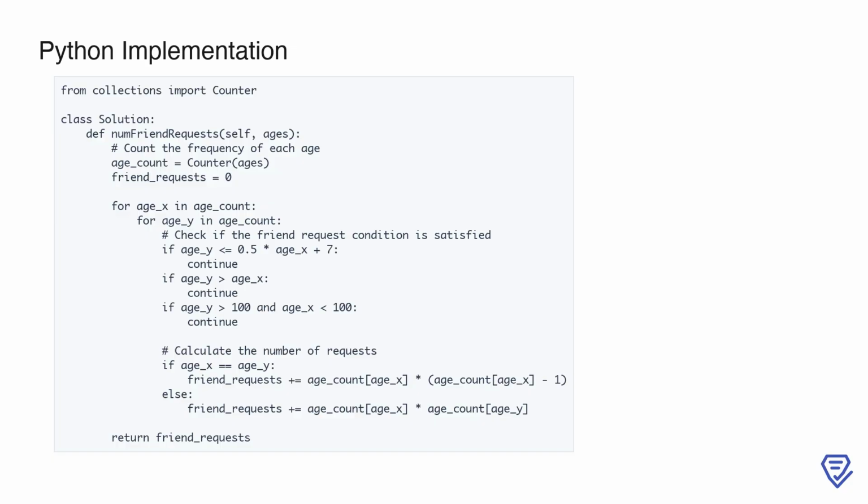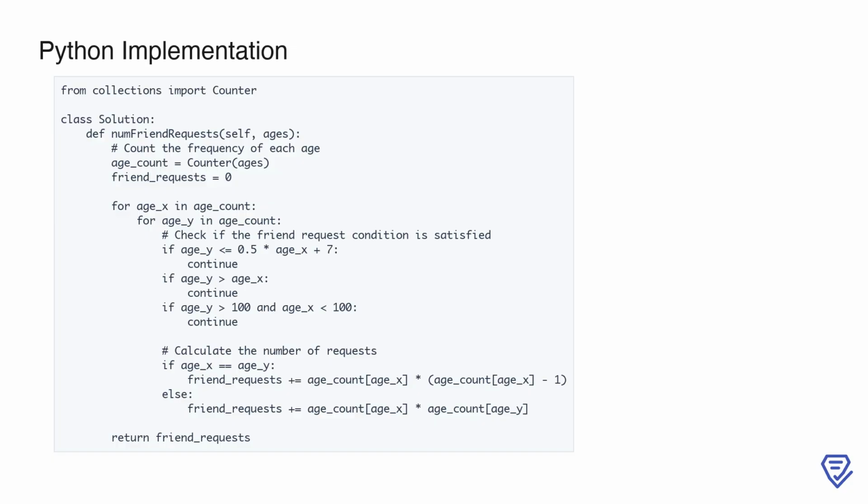4. Counting requests. If age_x equals age_y, we calculate the number of friend requests using the formula age_count[age_x] * (age_count[age_x] - 1). This handles the case where individuals of the same age can send requests to each other. For different ages, the number of requests is calculated as age_count[age_x] * age_count[age_y]. 5. Output the result. The total count of friend requests is returned as the final result.